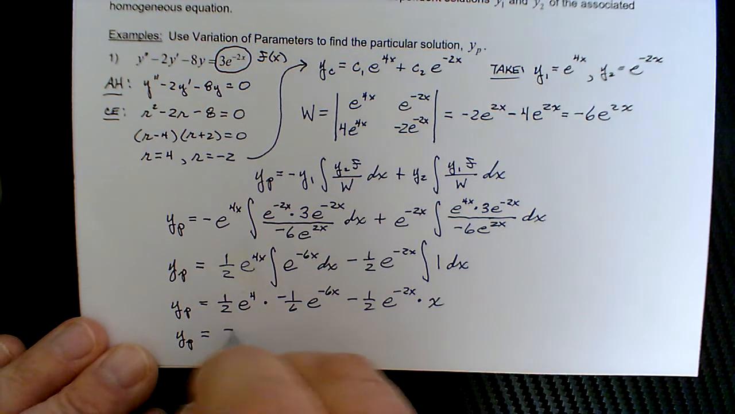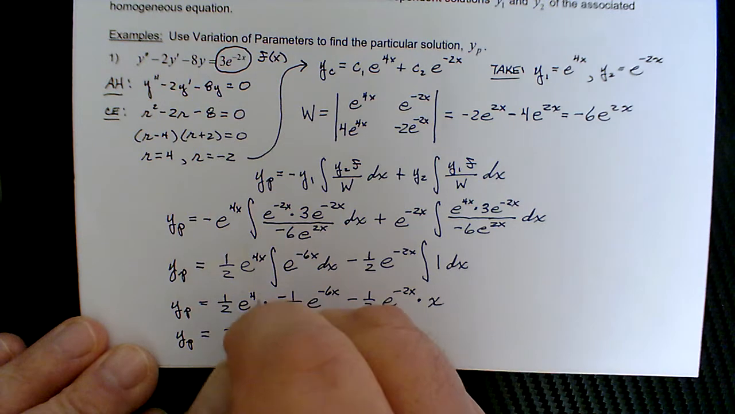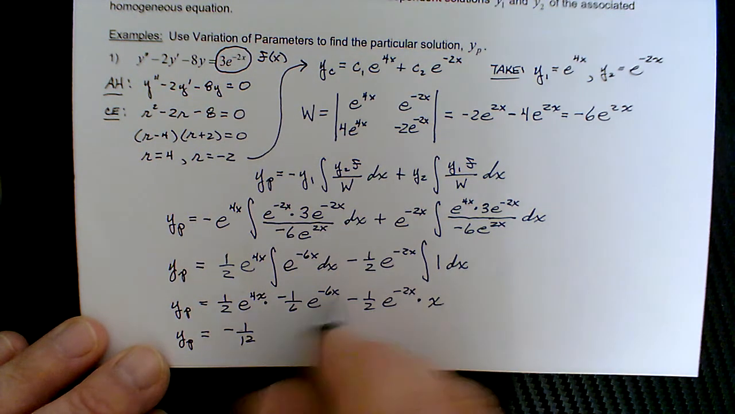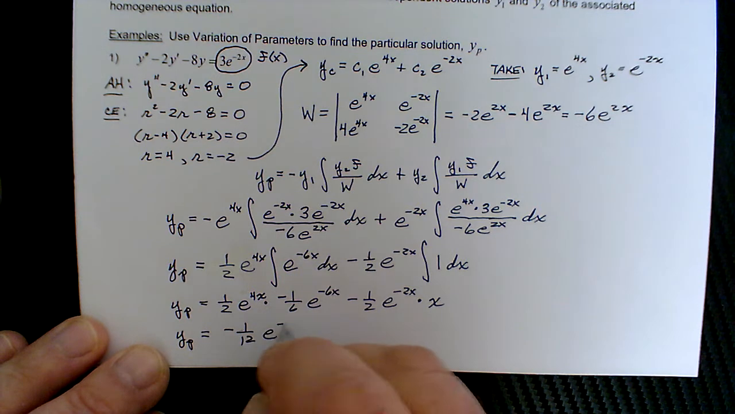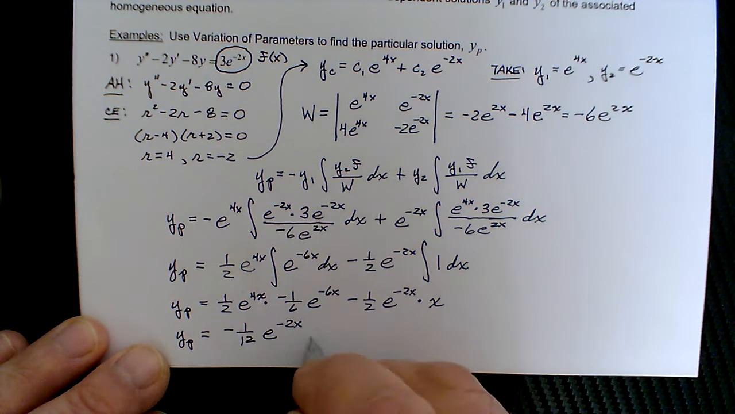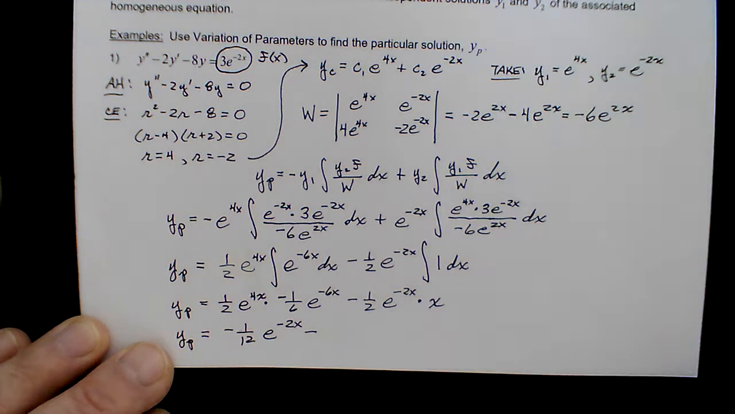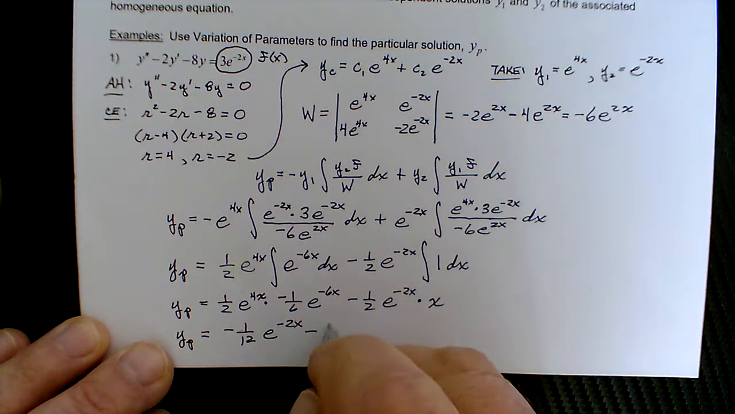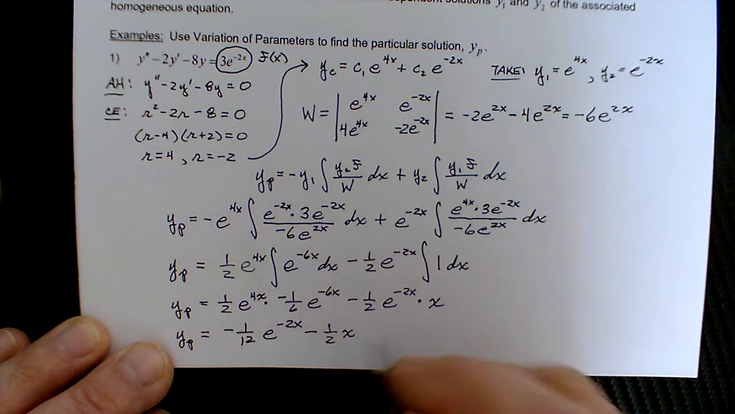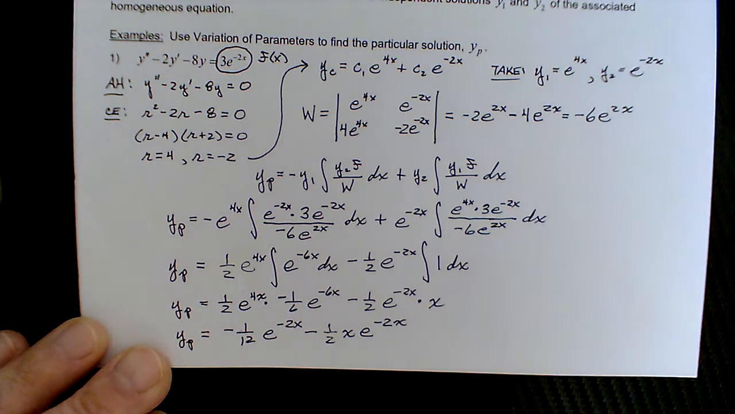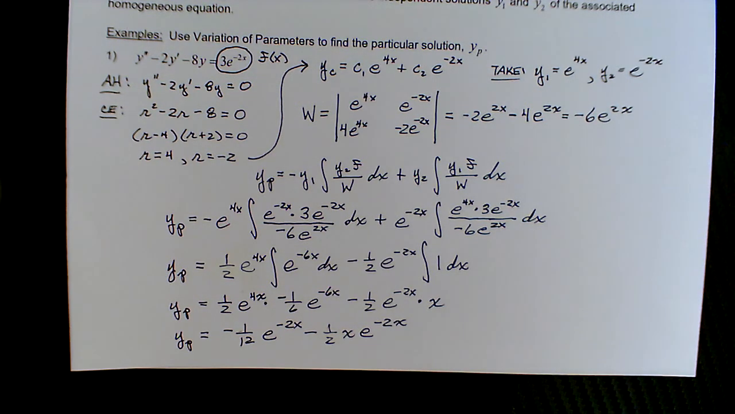And we don't include a constant of integration, we're just looking for the function. So now minus 1/12, okay, I forgot to write the x, I'm sure I said it, and then multiplying, add the exponents, e to the negative 2x, and then minus, let's bring this x out in front. So minus 1/2 x e to the negative 2x. So there's our particular solution.